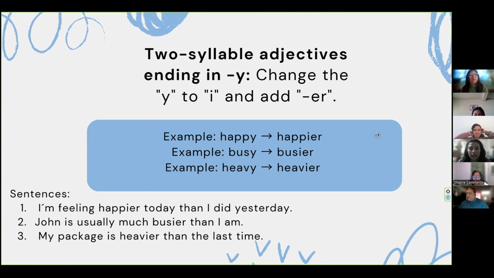Two syllable adjectives ending in Y. We change the Y to I and add er. For example, happy, happier, busy, busier, heavy, heavier. In a sentence, we use it, for example, I'm feeling happier today than I did yesterday. Or John is usually much busier than I am. Or it can be, my package is heavier than the last time.